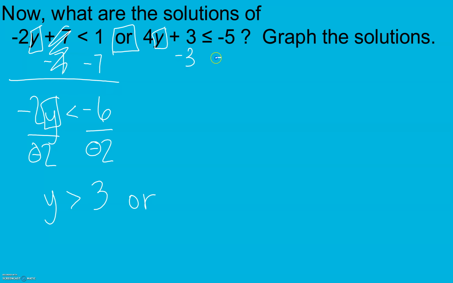Now, to get rid of my 3, I subtract because it was being added. Being multiplied by 4, so I go ahead and divide. And I ask myself, since I divided, do I keep or do I flip? Here I divided by a positive 4, so I keep it and get any number greater than 3 or any number that's less than or equal to -2. Those are my solutions that we needed.